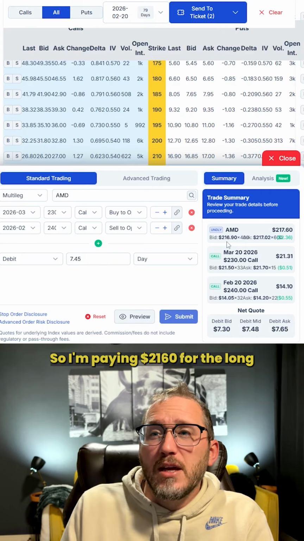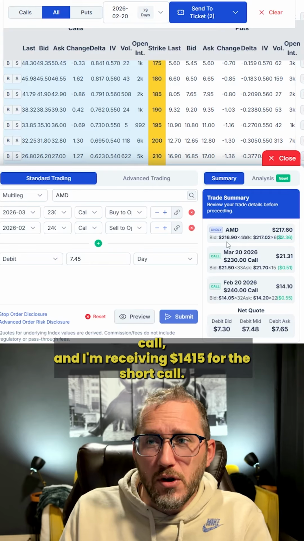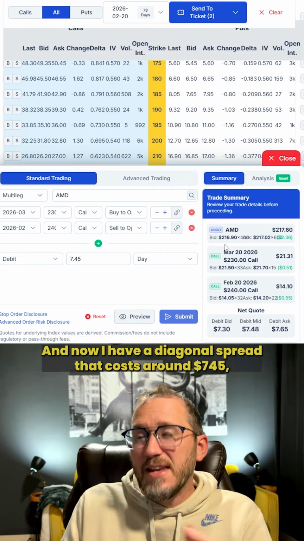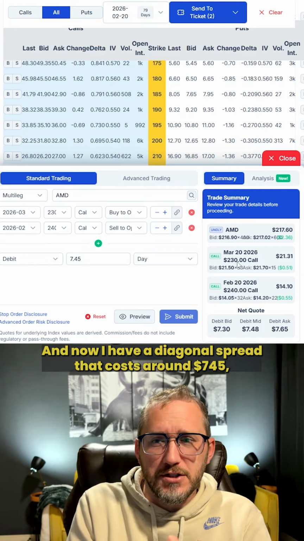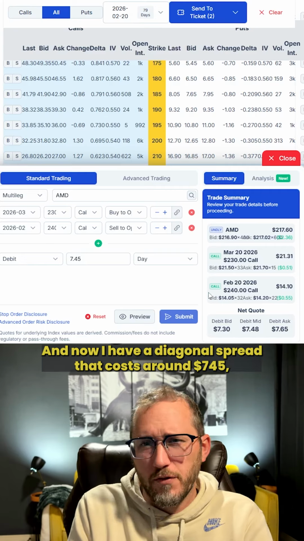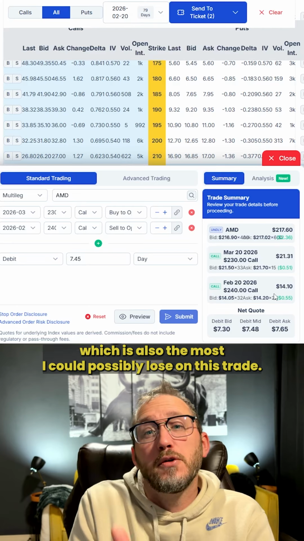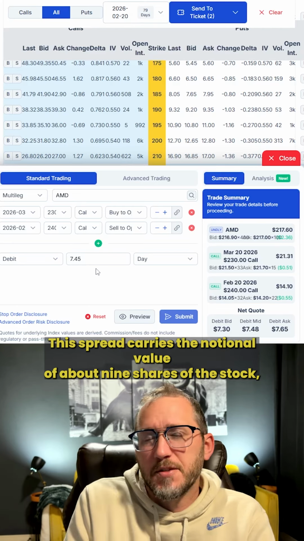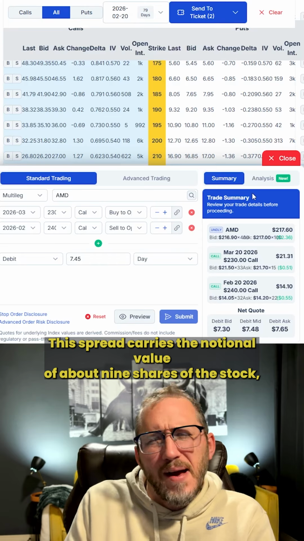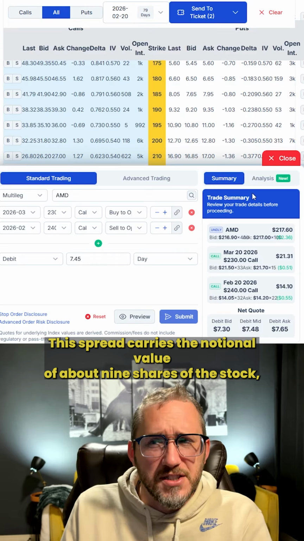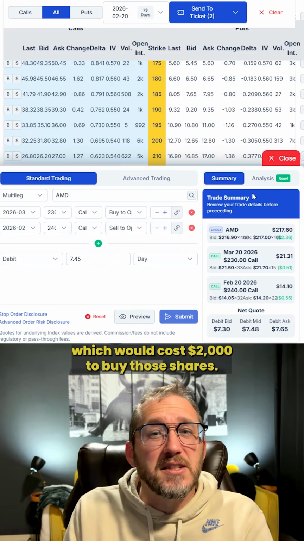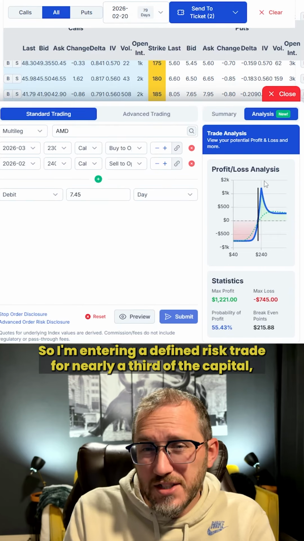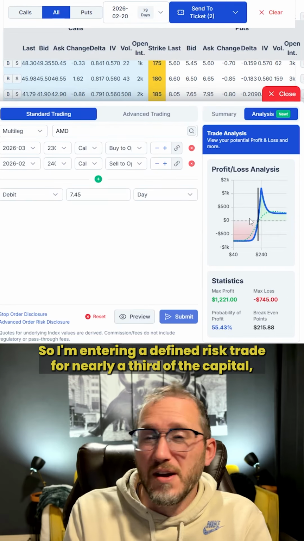So I'm paying $21.60 for the long call and I'm receiving $14.50 for the short call, and now I have a diagonal spread that costs around $745, which is also the most I could possibly lose on this trade. This spread carries the notional value of about 9 shares of the stock, which would cost $2,000 to buy those shares. So I'm entering a defined risk trade for nearly a third of the capital.